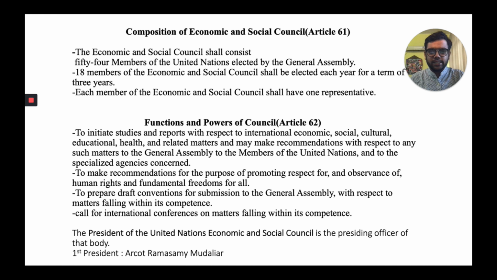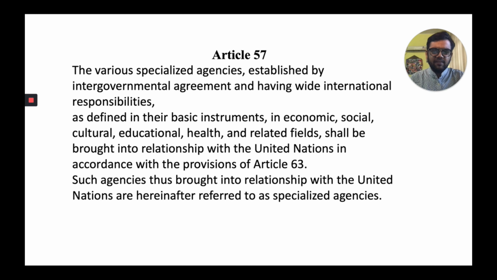Apart from these principal organs, there are certain specialized agencies of the United Nations. Now, Article 57 of the UN Charter establishes these specialized agencies. These agencies are established by intergovernmental agreement and have wide international responsibilities as defined in their basic instruments. They can be in fields related to economic, social, cultural, educational, and health matters, and they shall be brought into relationship with the United Nations in accordance with the provisions of Article 63. Such agencies thus brought into relationship with the United Nations are referred to as specialized agencies. So most of the time we hear that a particular organization is a specialized agency of the United Nations. These agencies are established under Article 57 of the UN Charter.